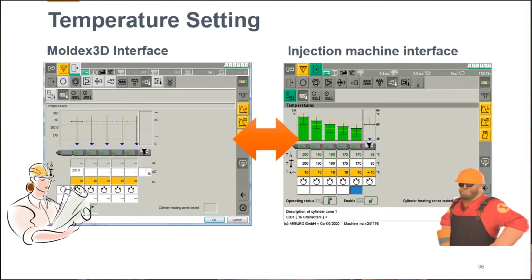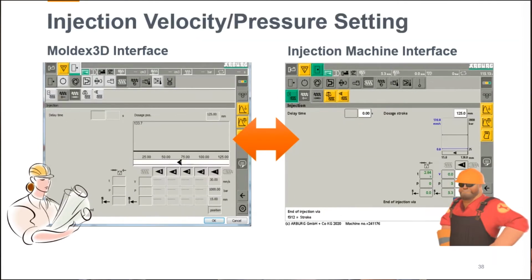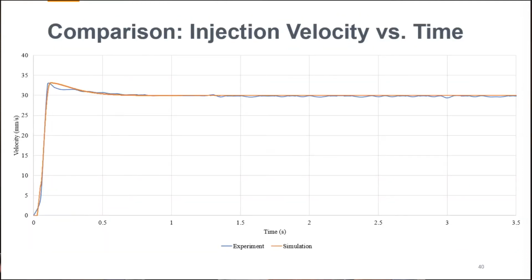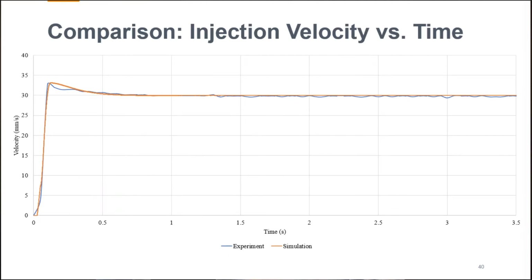So we can easily pass the temperature setting from Moldex3D to the real injection machine, and the dosage setting, the injection velocity pressure setting, and the packing pressure profile setting. All these settings can be easily transferred from Moldex3D to the real-life injection machine. Okay, and finally, let's take a look at the response curve on the real machine and our simulation result.